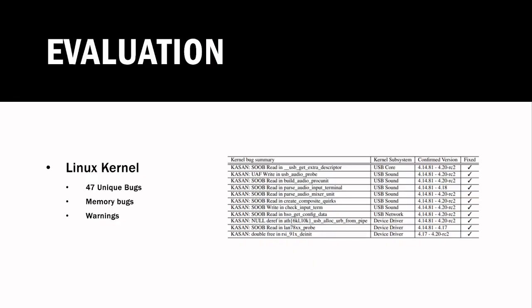Now I'm sure you're wondering what exactly the bugs are in the Linux kernels and if you could take advantage of those bugs. The table on the slide shows some of the bugs that have already been fixed in the Linux kernel, and there are more bugs that you can take a look at in the paper itself.